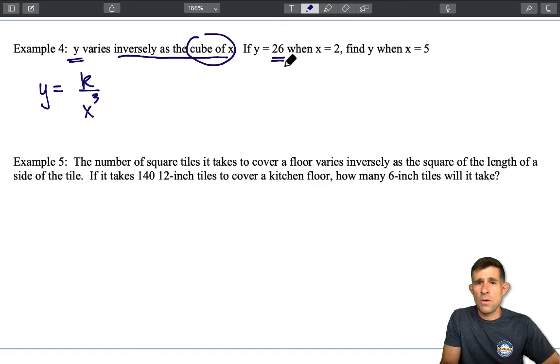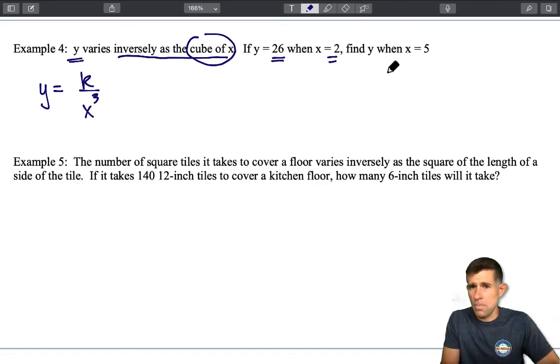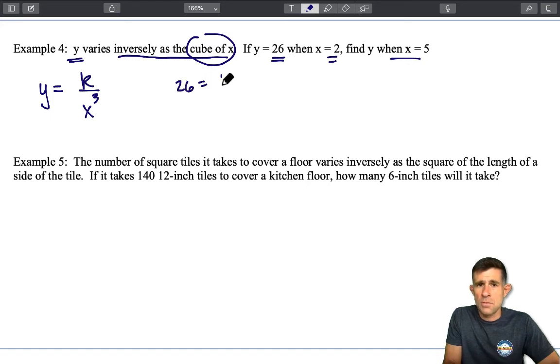If y is 26 when x is 2, there's my one relation that I know. I want to find y when x is 5. All right, so let's substitute that known relation in. 26 is equal to k over 2 cubed. Now we're going to solve for k. Well, 2 cubed is 8. I'm going to do that first. 2 times 2 times 2 is 8, so I'm just going to make that 8.